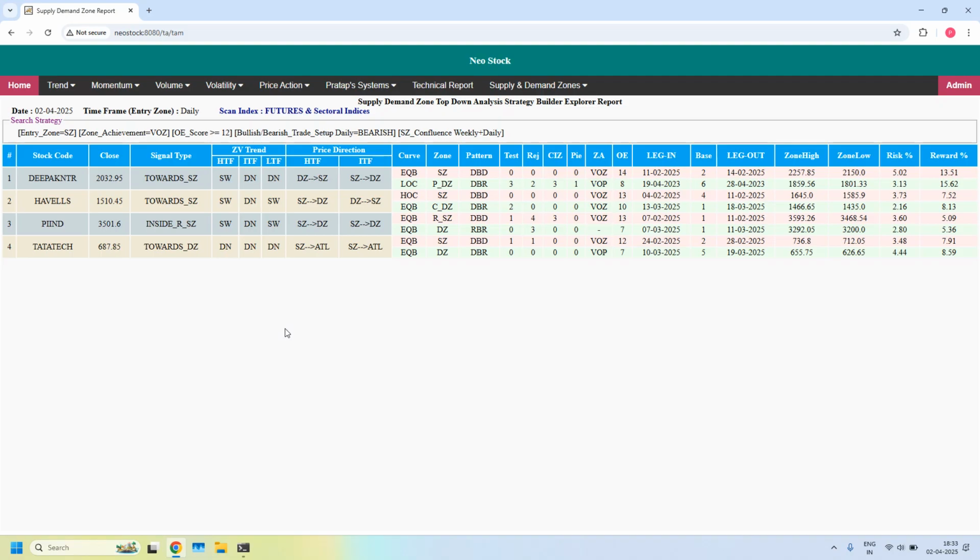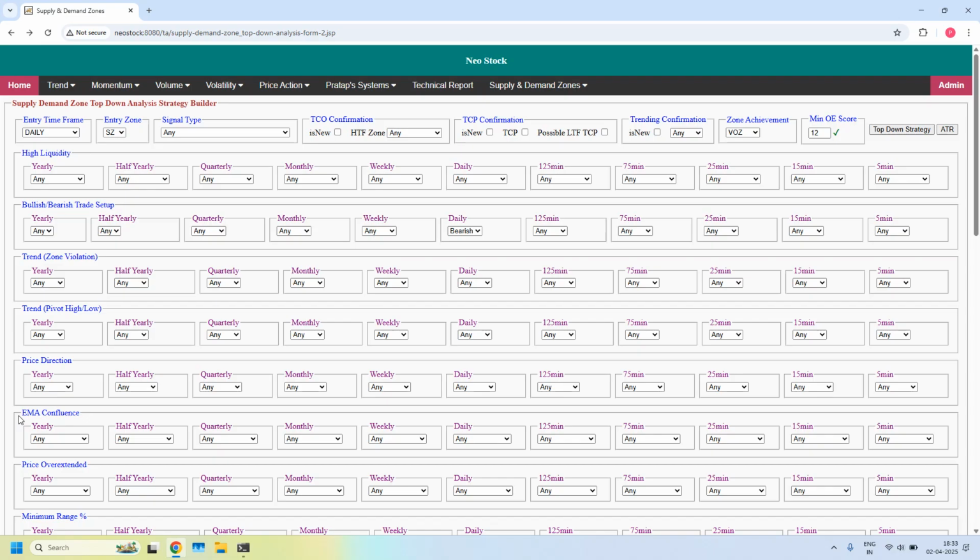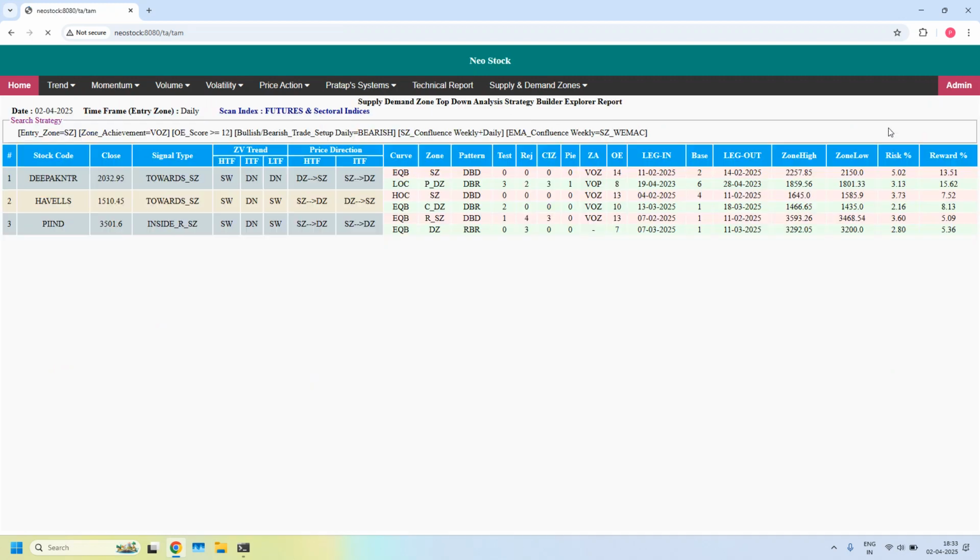If any of the weekly supply zones are having weekly EMA confluence, then the daily supply zones might be having more probability. Let's filter EMA in weekly, because the daily is part of the weekly supply zone. We are checking weekly supply zone having weekly EMA confluence. Anyway, trend is downtrend on weekly. So out of 4, we got 3 stocks. So these 3 daily supply zones might be having more high probability to get success.